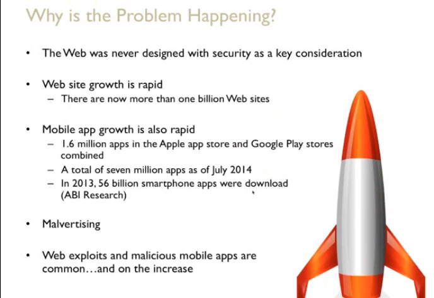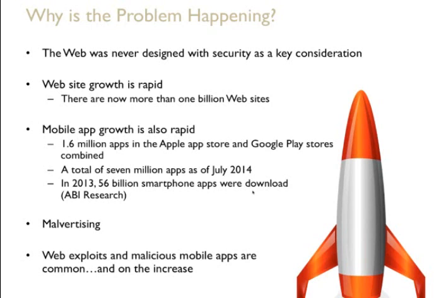So why is the problem happening in the first place? Well, the web was never designed with security as an important consideration. Certainly the web is a fantastically useful tool, but when the internet was first commercialized back in the early 90s, they never really thought very much about security. And it was obviously very difficult to foresee the kinds of problems that we would have today in the context of malware and the increasing sophistication of criminals. But the web is just not a secure place fundamentally.